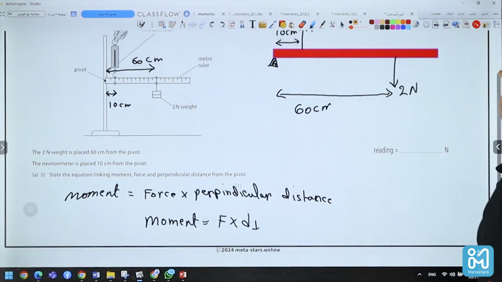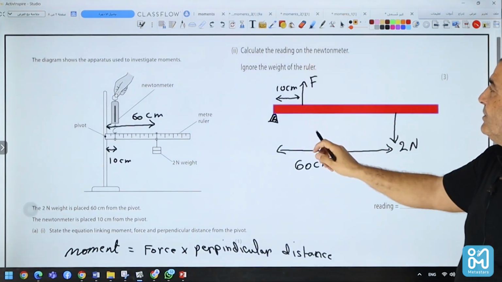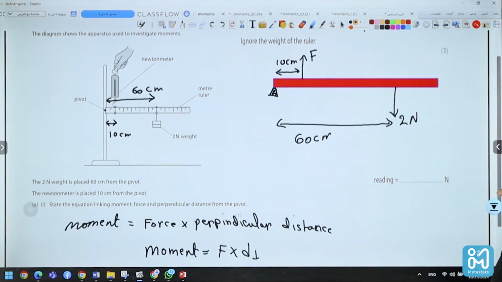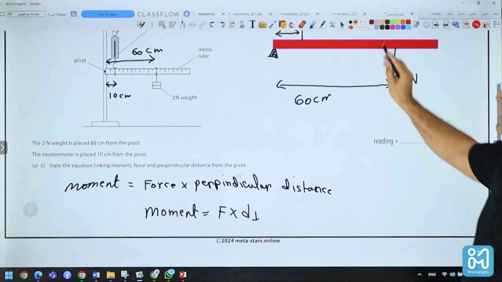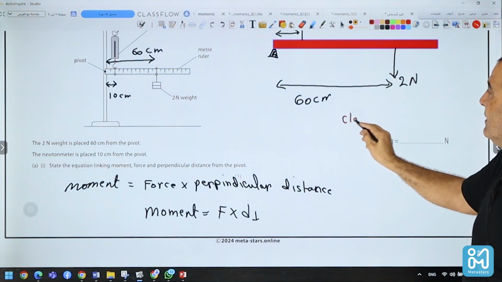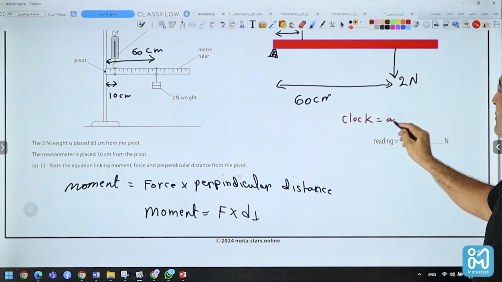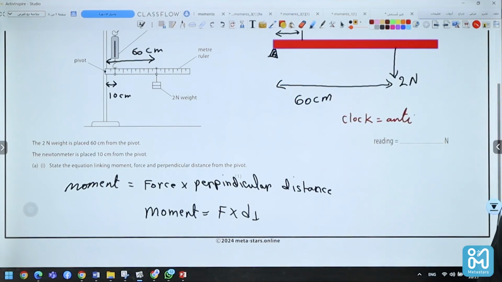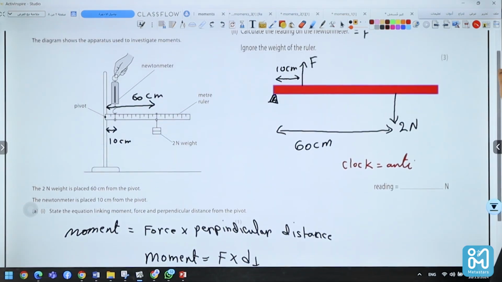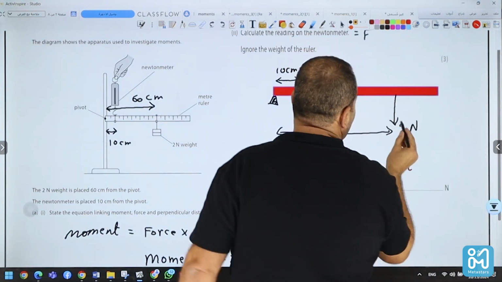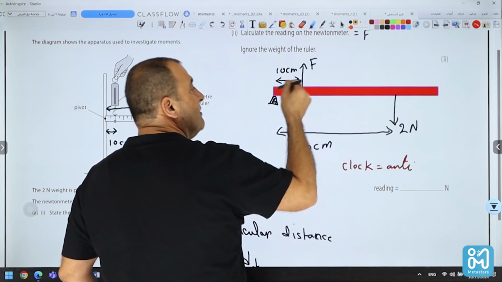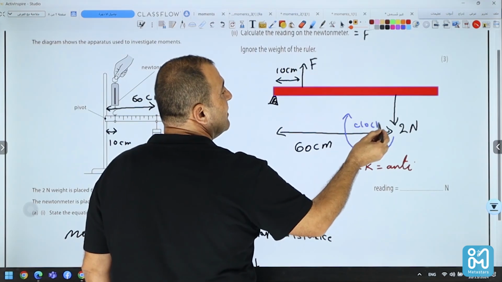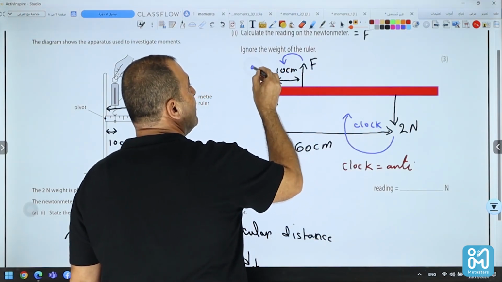Now, the other side, you want to calculate the reading on the Newton meter, which is equal to F. By using what? By using the principle of moments, which is clockwise equals anti-clockwise. Which one is clockwise and which one is anti-clockwise? The 2 Newton, you may go down and then turn towards the pivot. This is clockwise, and this is anti-clockwise.